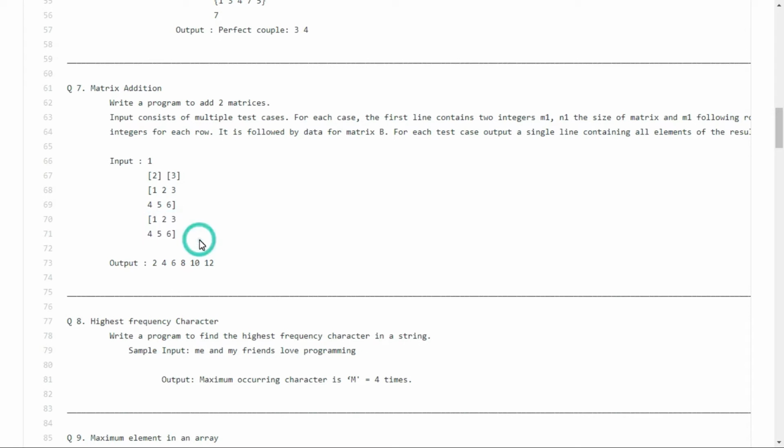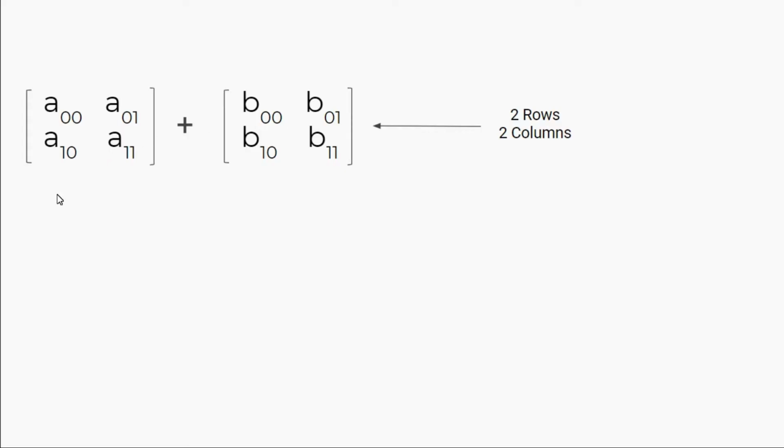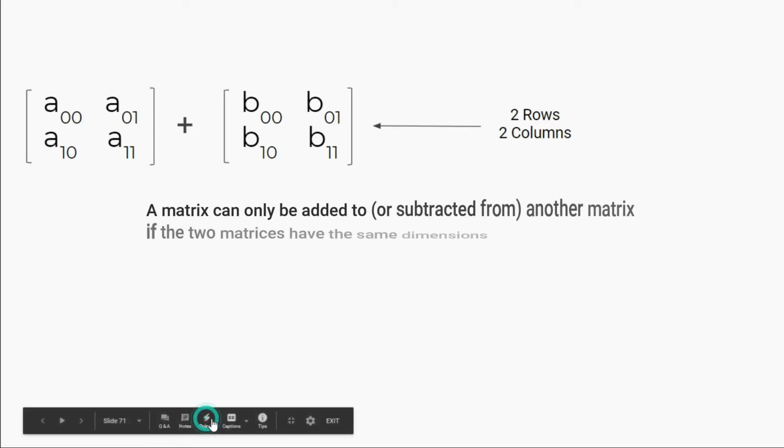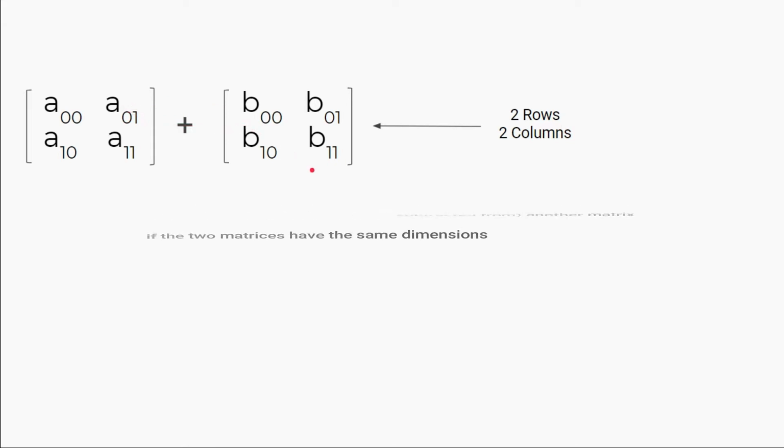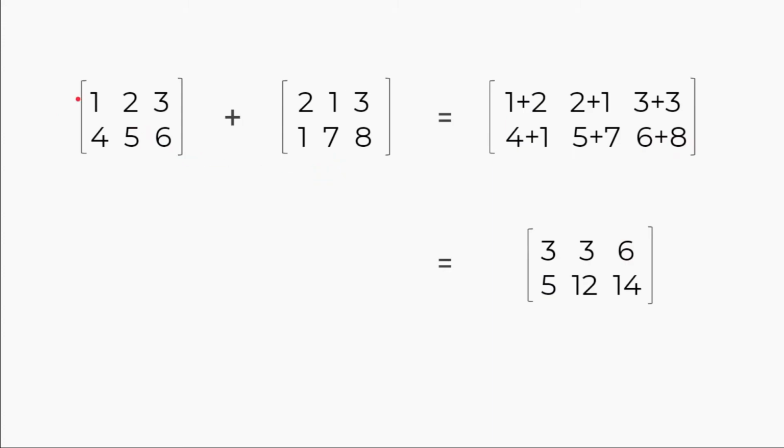In the output, we have to print the matrix, which is the resultant of the addition of the two matrices. So here, first remember how we add two matrices in maths. If you don't remember, let me remind you. A matrix can only be added to another matrix or subtracted from another matrix if the two matrices have the same dimensions.